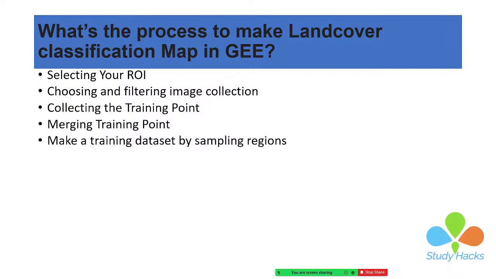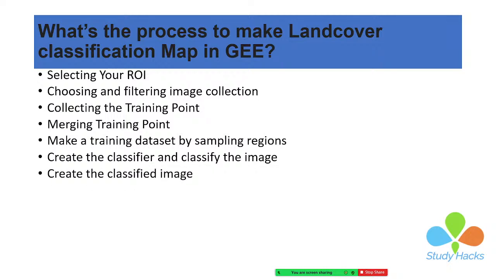Then we need to create a classifier. We need to create the classifier to classify the image, and this classifier can be of different types available in the Google Earth Engine platform, for example random forest classifier, minimum distance, or classification and regression trees classifier. There are a lot of classifiers available here. Then we need to create the classified image, then display the result.